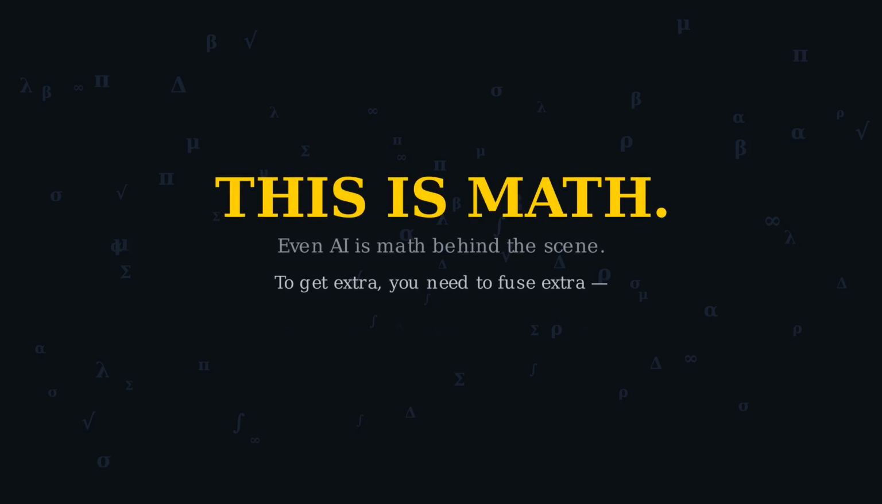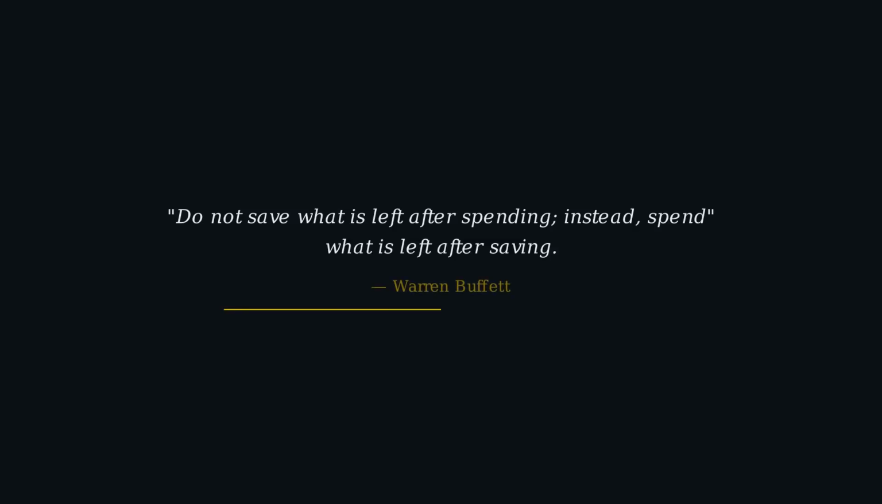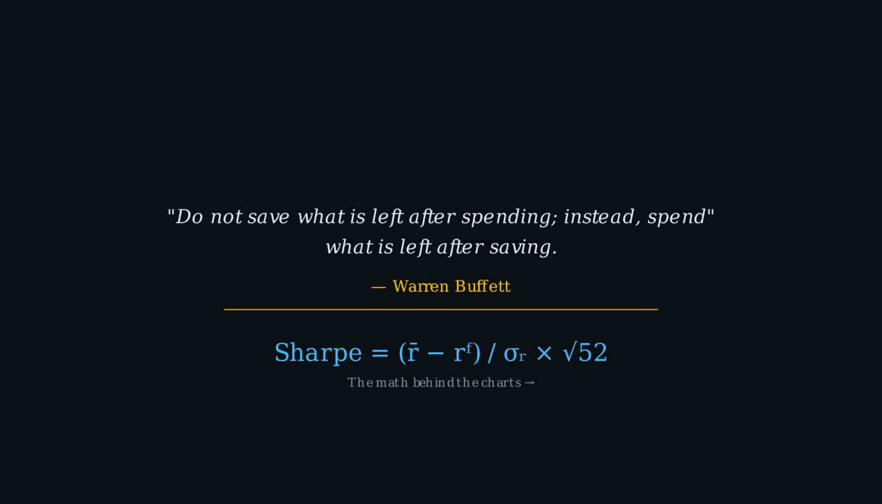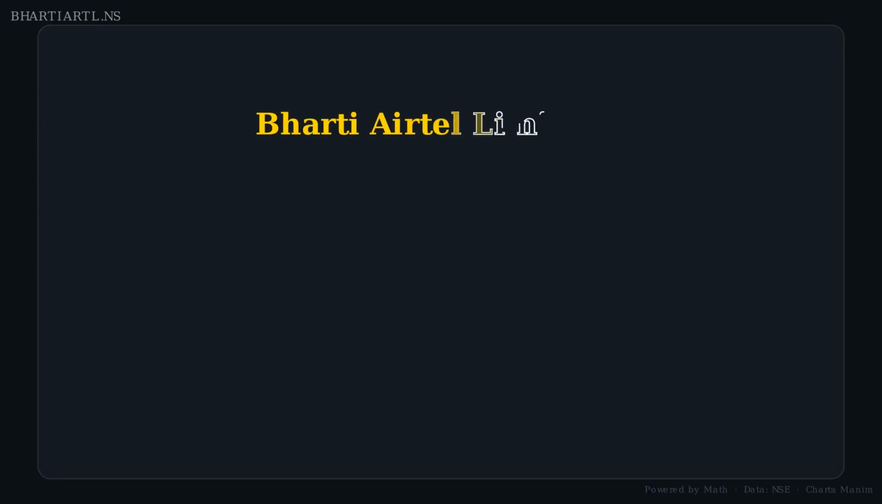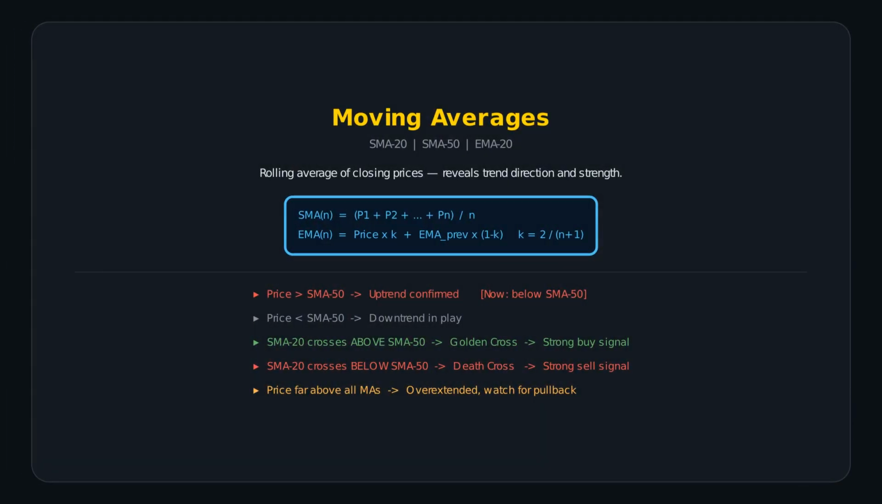This is Math. Welcome to the technical analysis of Bharti Airtel Limited. BHARTIRTL.NS is a communication services company with Rs 11.4 trillion. Over the past 3 years, the stock has gained 147.1%. We will break down 4 key indicators: moving averages, Bollinger bands, RSI, and MACD, because every line on this chart is a formula. Let us start with moving averages, the foundation of trend analysis.